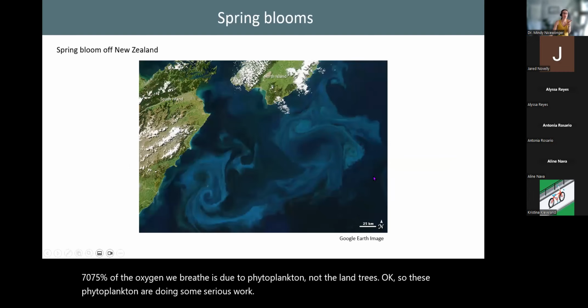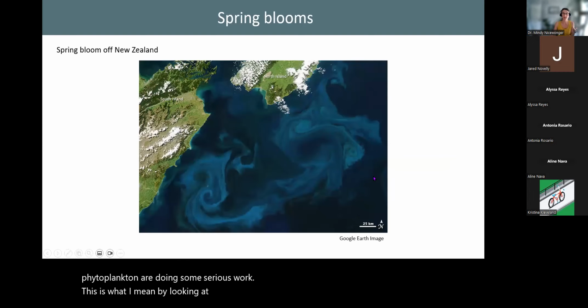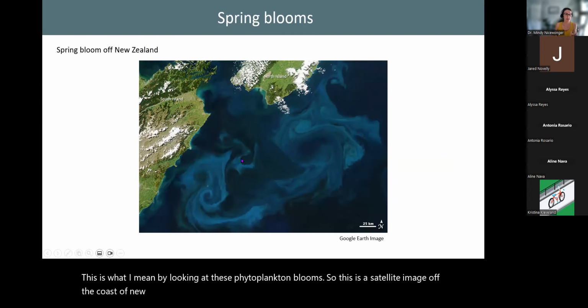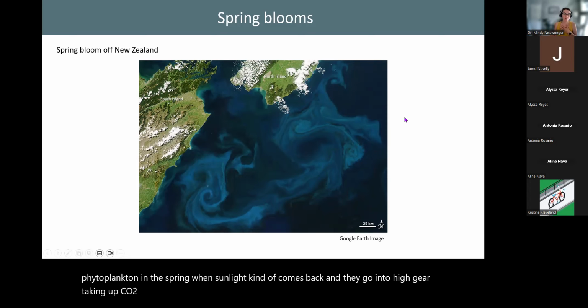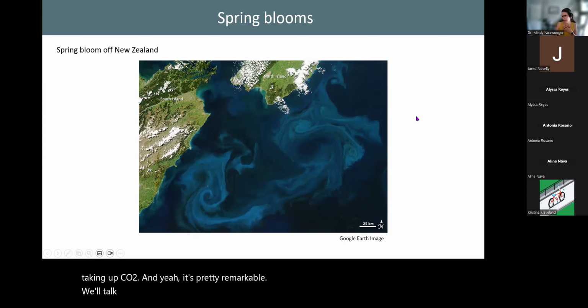Now, this is what I mean by looking at these phytoplankton blooms. This is a satellite image off the coast of New Zealand, and we can see the swirly, cool pattern here. This is a bloom of phytoplankton in the spring when sunlight kind of comes back and they go into high gear, taking up CO2. And yeah, it's pretty remarkable. We'll talk more about phytoplankton in a few weeks.